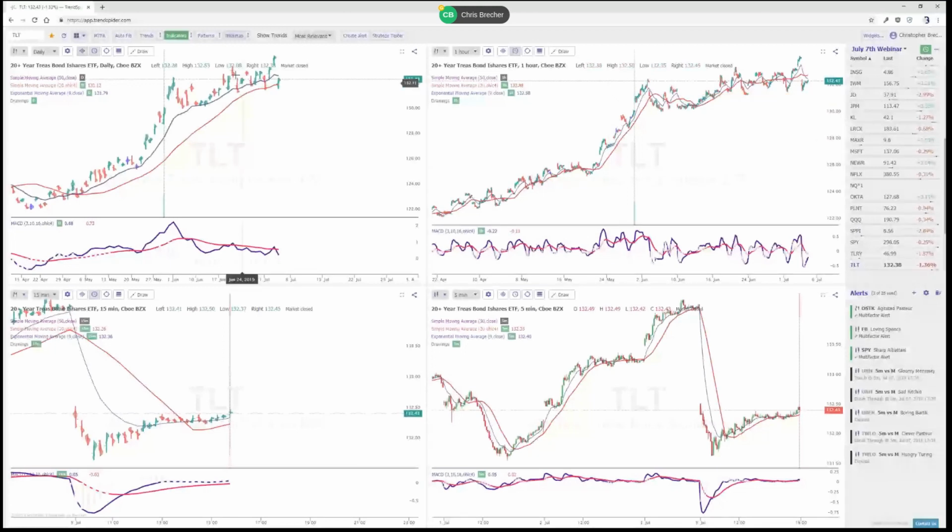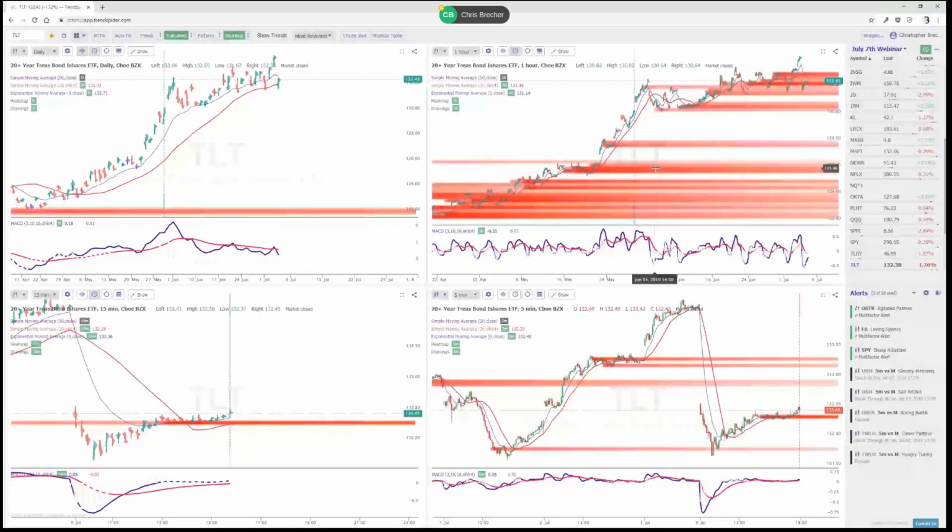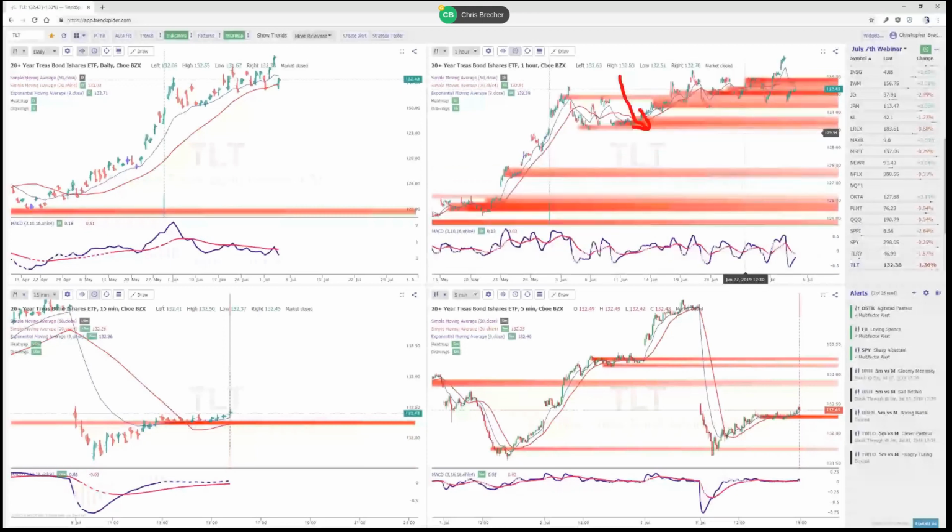So that's what we're talking about. And you see what happens under 130. That's the famous thing I call the air hole. The air hole. Get under that, there's nothing. Just nothing underneath for a while. So that's exciting in there. So that's what I'm looking at.